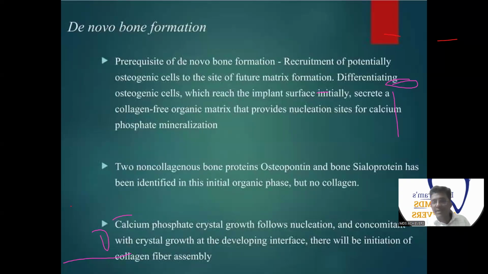De novo bone formation. The prerequisite of de novo bone formation is the recruitment of potentially osteogenic cells to the site of future matrix formation, and differentiated osteogenic cells which reach the implant surface initially. That means the cells which are differentiated will come into contact with the implant, and thereafter they secrete the collagen-free organic matter. See, osteoconduction is where one cell is transported from one side to the particular required site. And then this cell acts by depositing the initial bone formation, releasing calcium and phosphates, which get mineralized, thereby resulting in the formation of the initial bone.